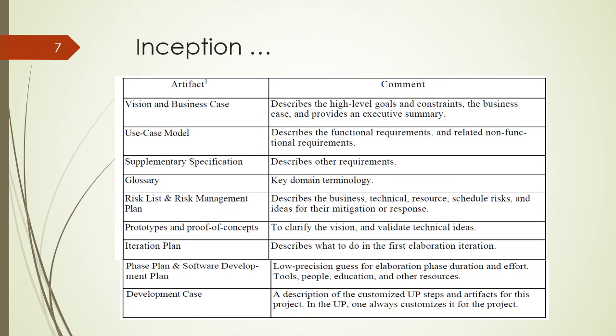then supplementary specifications, which define other requirements. Then key domain terminology, which comes under glossary. Risk list and risk management, which describes the business, technical, resource, and schedule risks, and ideas for their mitigation or response. Then prototypes and proof of concepts to clarify the vision and validate technical ideas. Iteration plan describes what to do in the first elaboration iteration.